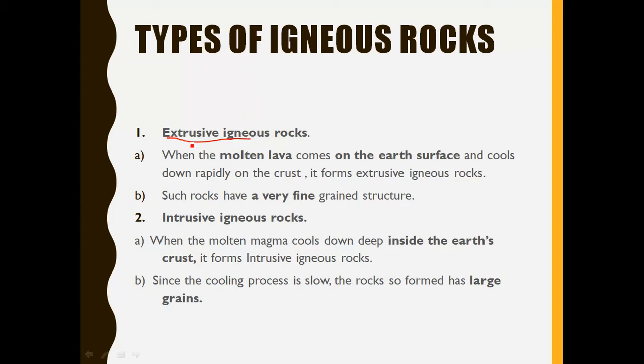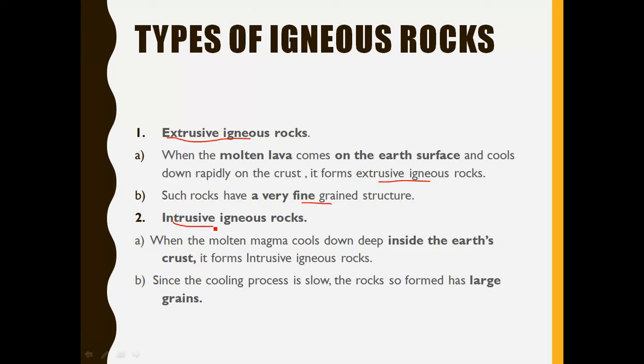Now, the word extrusive means outside. So when the molten lava comes on the earth surface and cools down rapidly on the crust, the kind of rocks it forms, we give the term extrusive igneous rocks. Such rocks will have very fine grain structures. Why? Because on the earth's surface it cools down rapidly, so it doesn't form too many large grains in its structure. The other one is your intrusive.